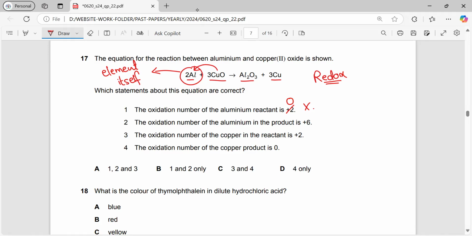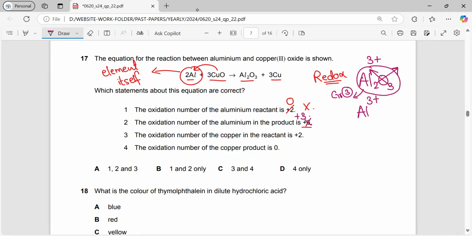The oxidation number of the aluminium in the product is +6. Now let's see. On the product side, we have aluminium oxide, Al2O3. As for the aluminium, it is in group number 3, which makes the aluminium oxidation number 3+. And in the formula also, if we do the crossover, then this 3 of oxygen will come with aluminium and aluminium will become 3+. So it is not 6+, it is 3+, or +3.